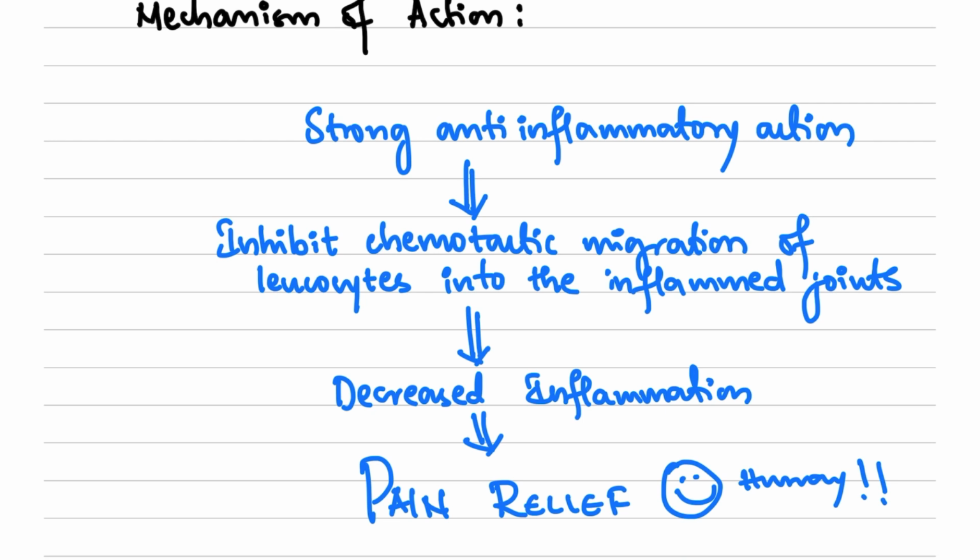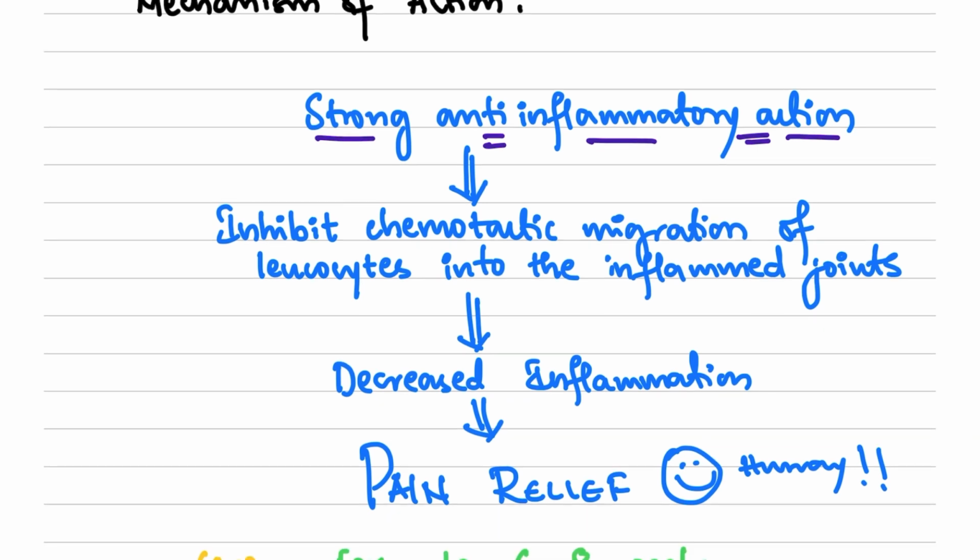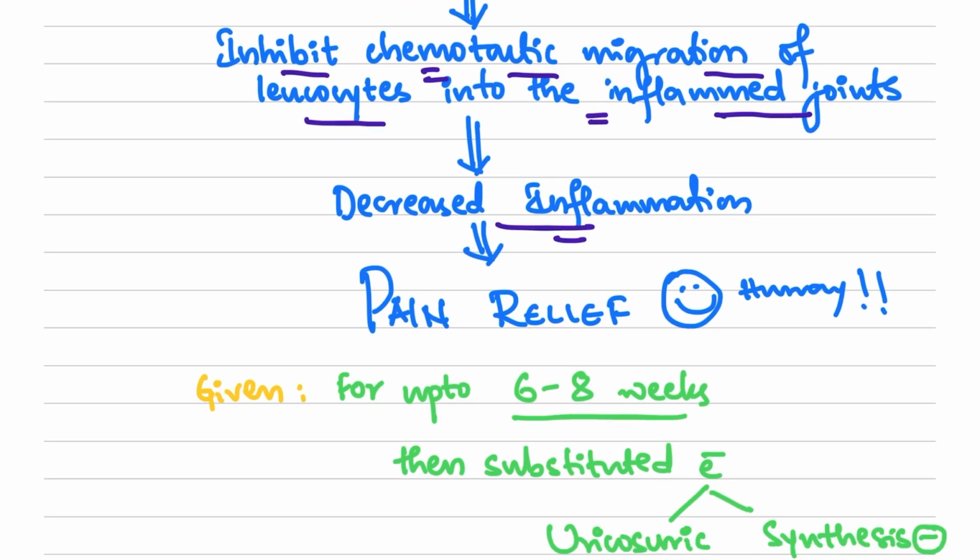So as I just told you, they have strong anti-inflammatory actions, and this leads to inhibition of chemotactic migration of leukocytes into the inflamed joints. As you can recall from the last lecture on gout, gout is due to accumulation of urate crystals in the joint space, and this accumulation leads to chemotactic migration of leukocytes and macrophages into the joint space. So this leads to increased inflammation and pain. So what do these NSAIDs do? They actually inhibit the chemotactic migration of leukocytes into the inflamed joints. This leads to reduced inflammation and finally pain relief for the patient.